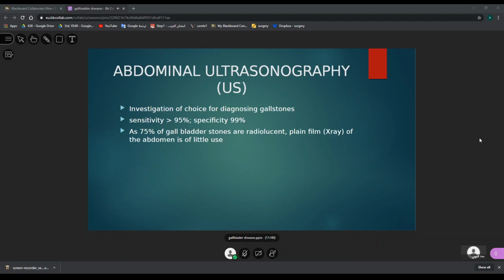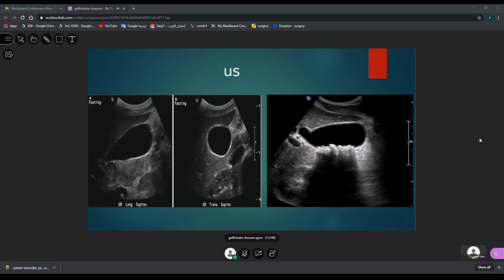75% of gallbladder stones are radiolucent, so it is not beneficial to do a plain abdominal X-ray. As you can see in the ultrasound here, this is the gallbladder. On the left, this is the liver. Here is the gallbladder, full and distended with bile. As you can see, it's clean. Another cut: this is the liver and this is the gallbladder wall, and the content is clear. So these are normal gallbladder ultrasounds.